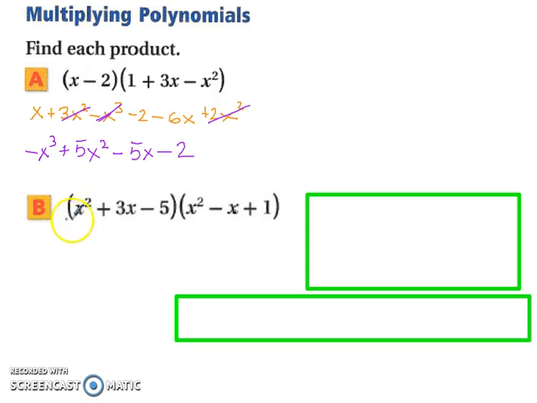Take a moment and pause the video and try B. You're going to follow the same pattern that we did in A, only it's a trinomial times a trinomial. So try distributing across for each piece.